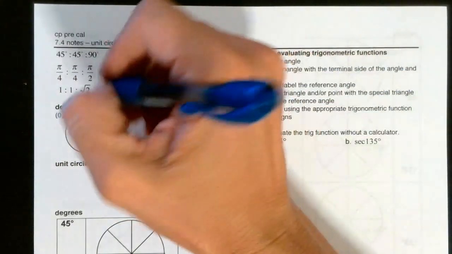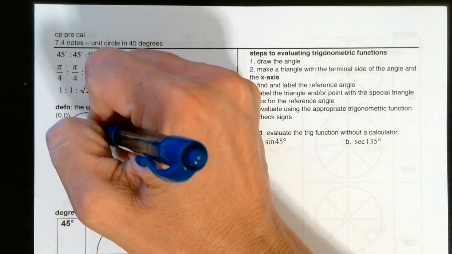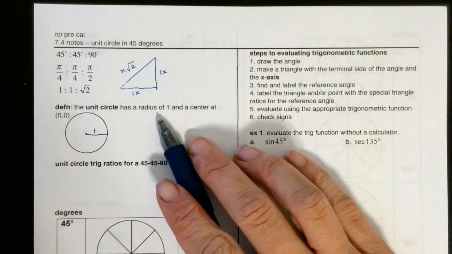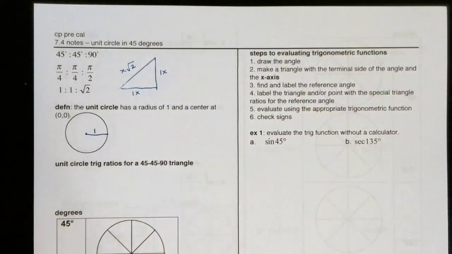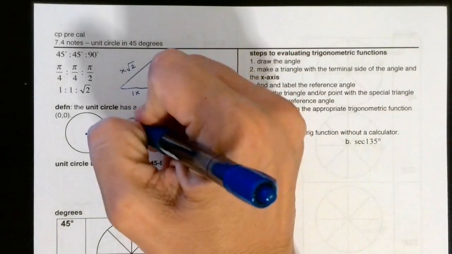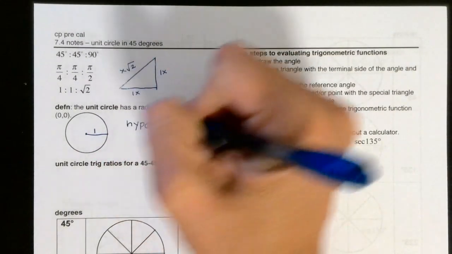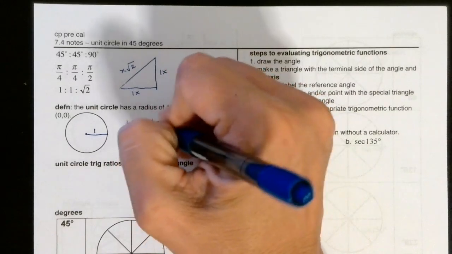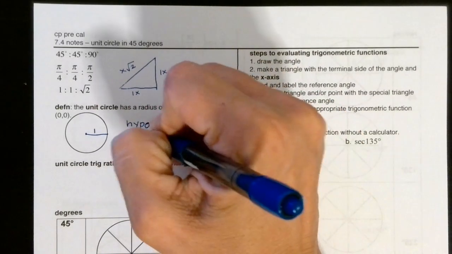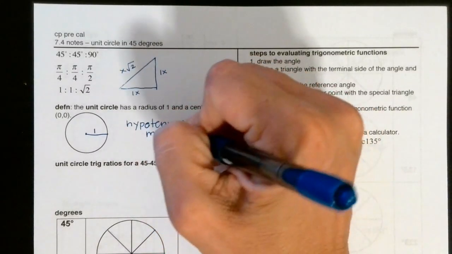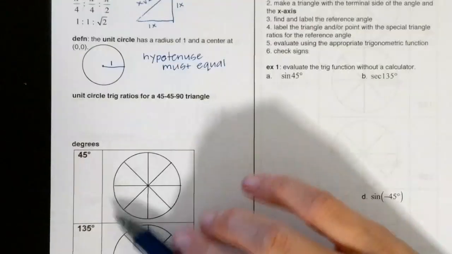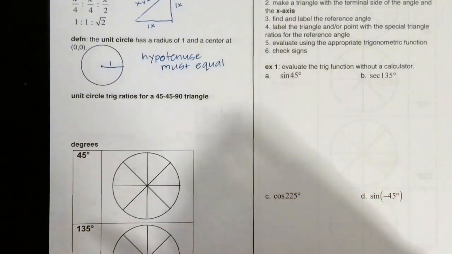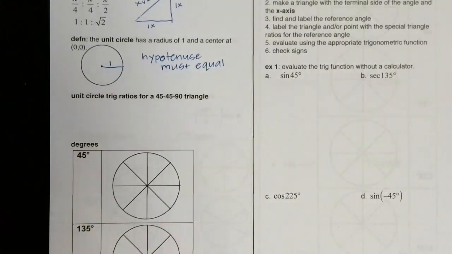We're going to be on the unit circle. The reason this is called the unit circle is because it has a radius of 1. In relation to a triangle, that means the hypotenuse of the triangle now must equal 1. If you look down below, you can see all these degrees, and these are all cut up in 45 and 45 degree angles, and we're going to be making triangles over those.